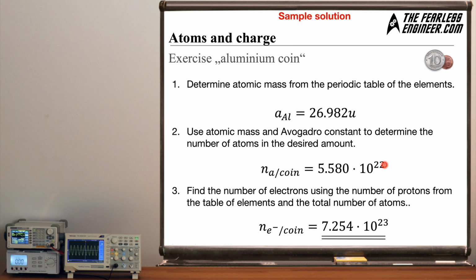And using this number in the third step, we can easily find the number of electrons by looking again into the table of elements, by extracting the number of protons for aluminum, and then by simply multiplying the two. So the number of atoms in the aluminum coin times the number of protons, and we know that for an uncharged element the number of electrons is identical. We can then arrive at this number here, which is the result of this exercise. So 7.254 times 10 to the power of 23 is the number of electrons contained in the aluminum coin with a weight of 2.5 grams.